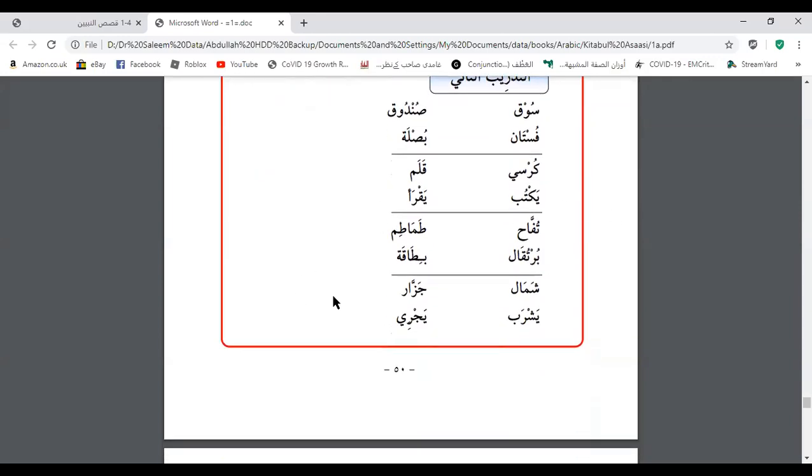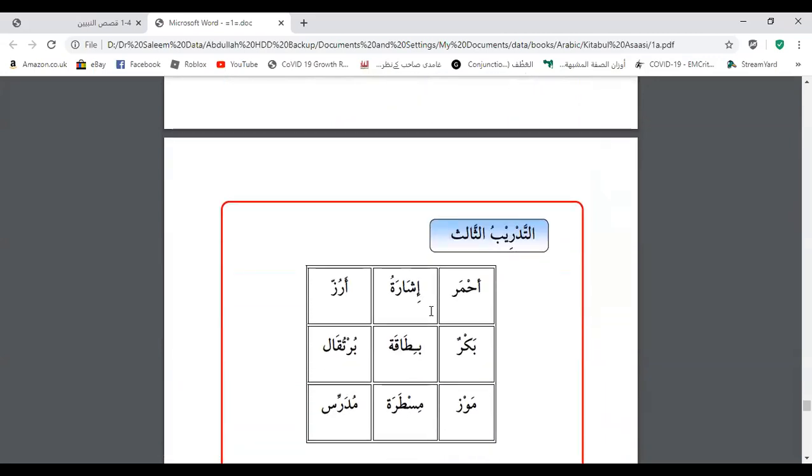Okay, they just want you to identify qaf and kaf difference there, sin and sad difference there.